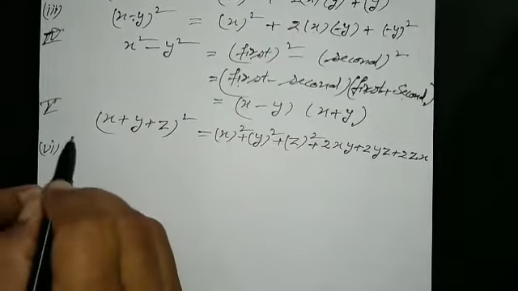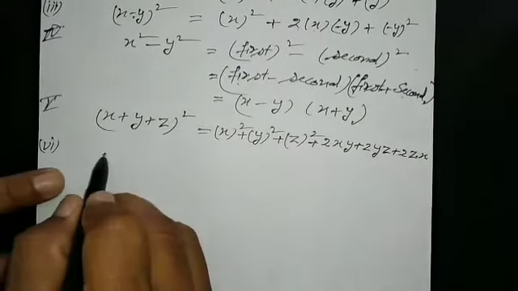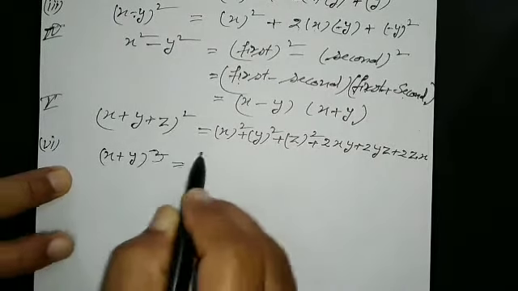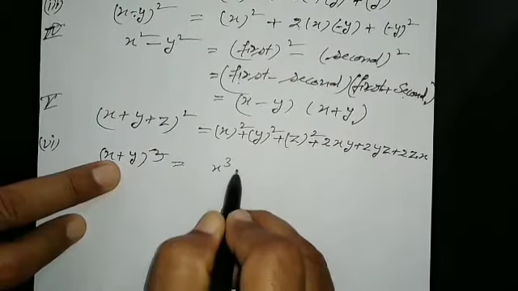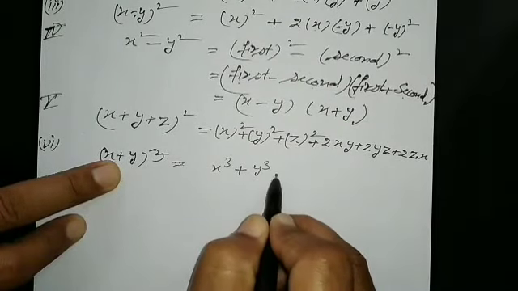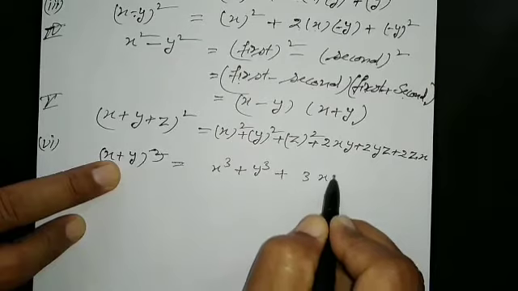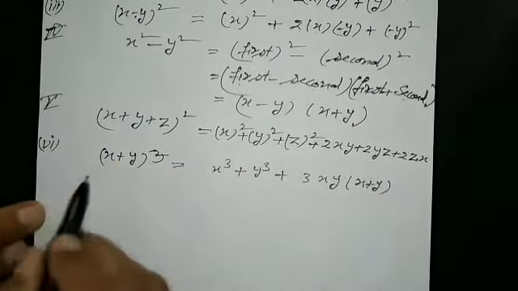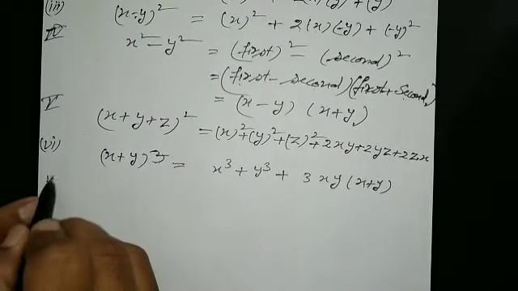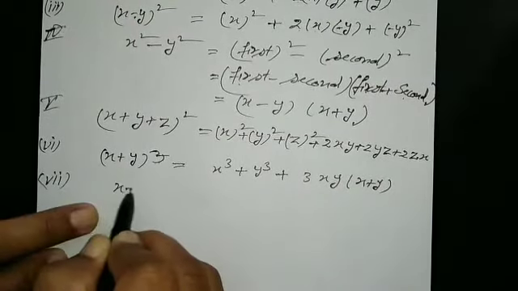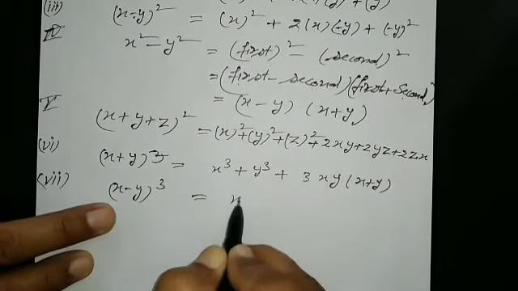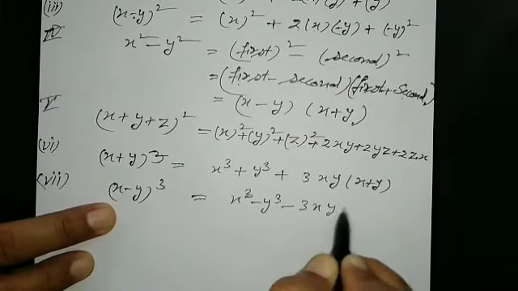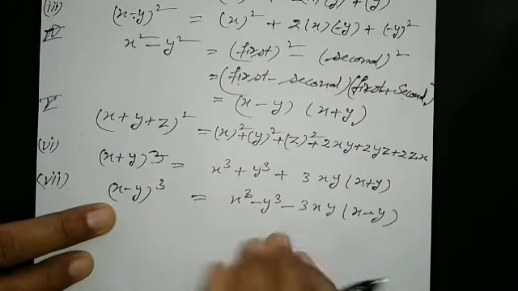next one would be cubic identities. And if you have two terms, then x plus y cube you can take as cube of first, cube of second, and 3 first into second, into first plus second. Again you can take the minus term, x minus y, as x cube minus y cube, minus 3 into first and second, into first minus second, right?